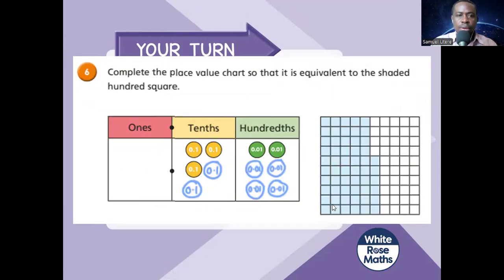Here you were asked to complete the place value chart so that it is equivalent to the shaded 100 square. The shaded 100 square is showing that we have 1, 2, 3, 4, 5, and then 1, 2, 3, 4, 5, 6. So we're having 56 hundredths. If we want to represent 56 hundredths, it means we're going to have 6 hundredths and 5 tenths, because 56 hundredths, if we write it as a decimal, is 0.56.